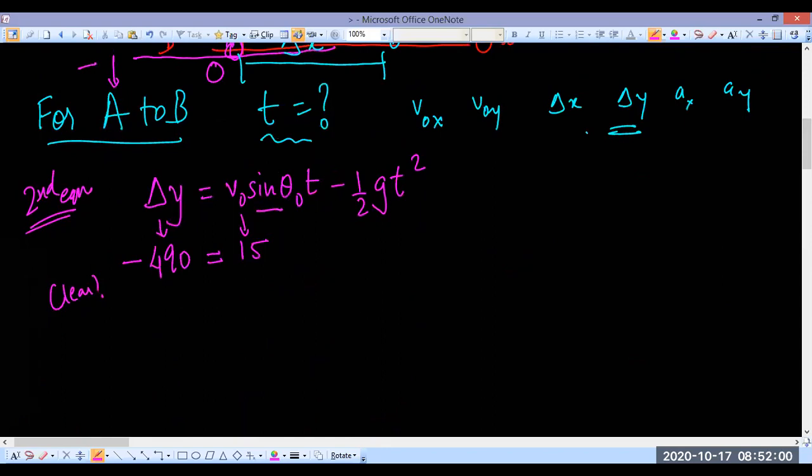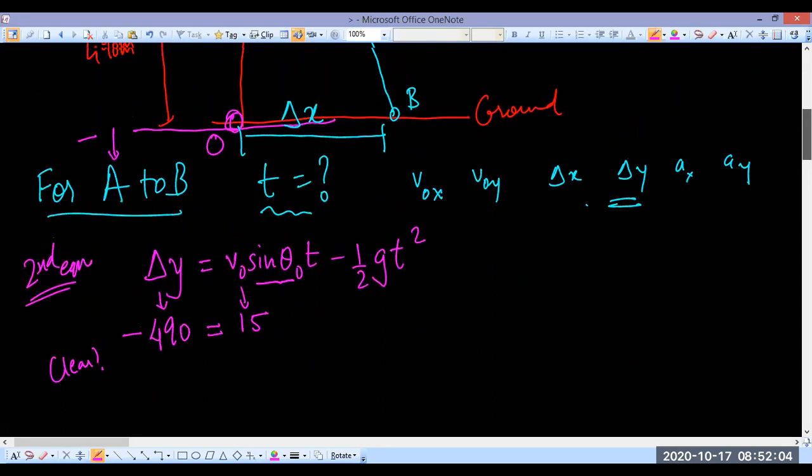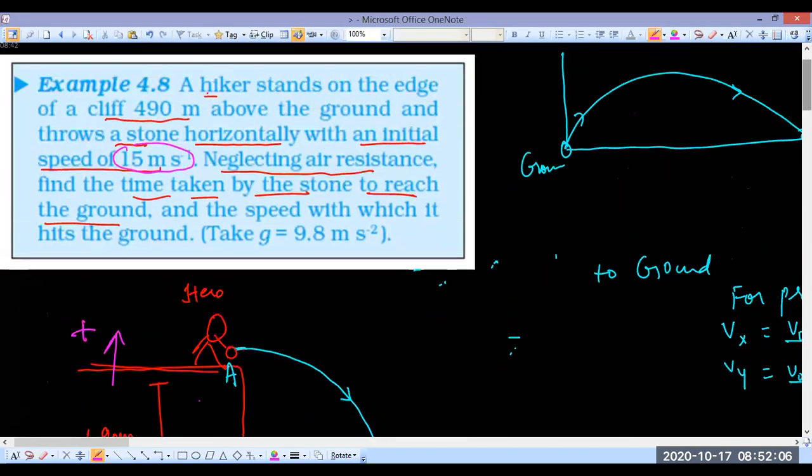The next one, sine theta 0. Theta 0 means the angle of throwing, right? At what angle was it thrown? Can you tell me the value of theta 0, everyone? Read this sentence. It is given in this sentence. Very good, Divya. Everyone, take part. Come on. This is the crucial part of this question. At what angle was it thrown?